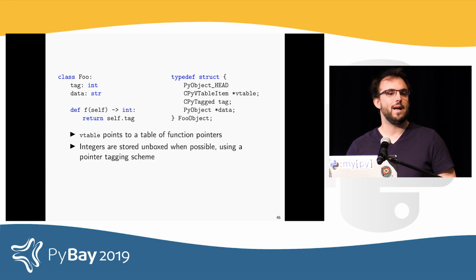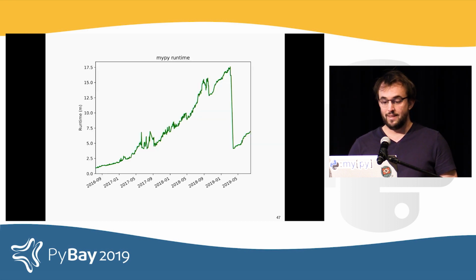It uses a traditional object-oriented approach for method calls, which is that objects contain a pointer to a virtual table that is a table of their methods. And so the table here would point to a table that has a pointer to f. And so then the question is, well, how well does this work? And the answer is real well.